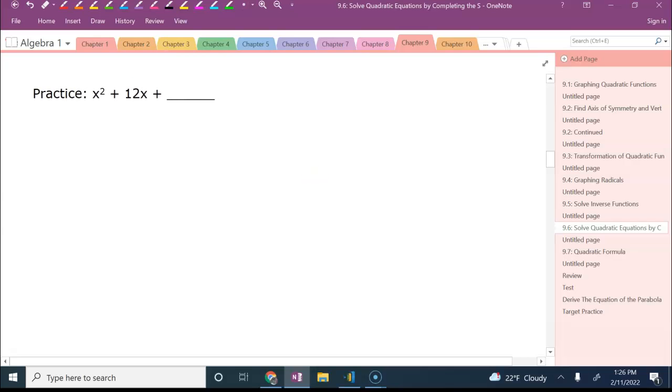So let's go ahead and practice that. So I just want you to find the term that goes into the last blank. So I want you to do this one, and then also try to do this one and see if you can find out what is supposed to go in that last blank in order for you to be able to write it out as a quantity squared.